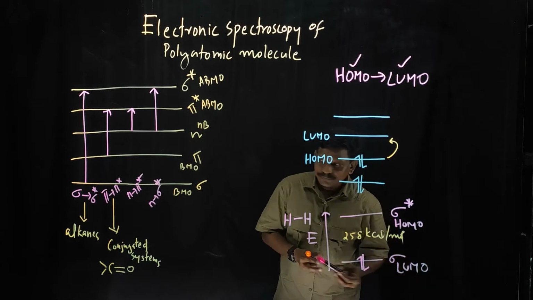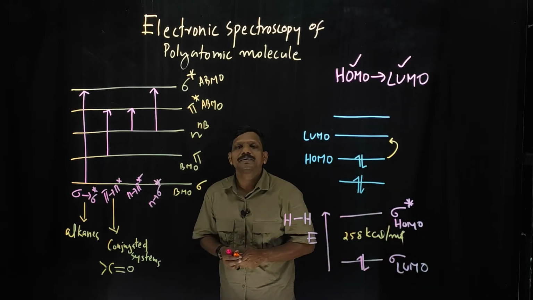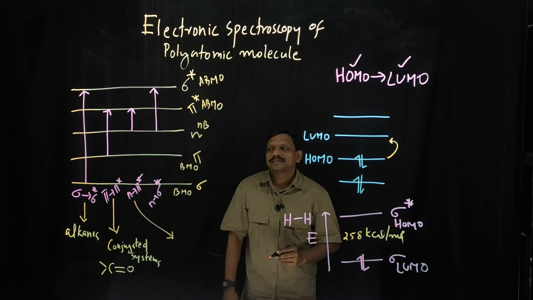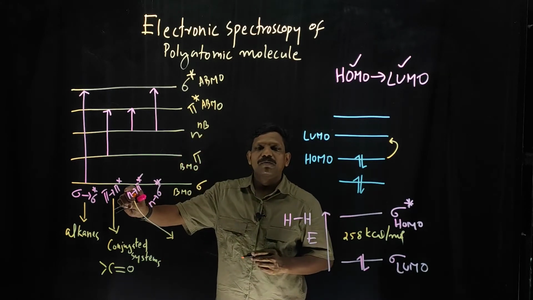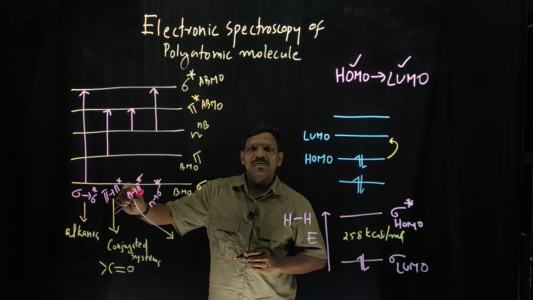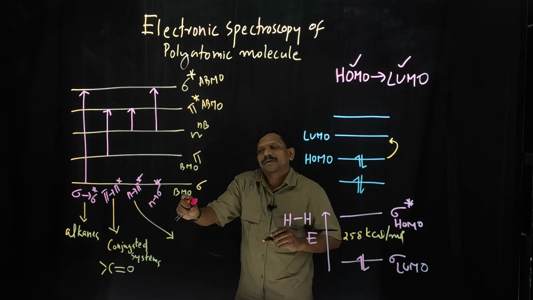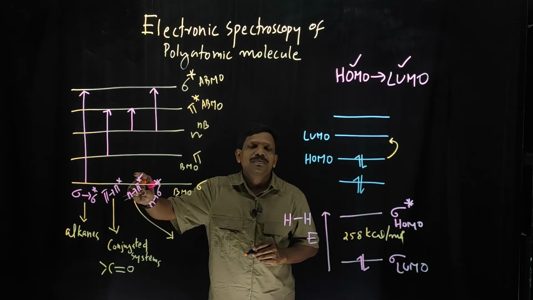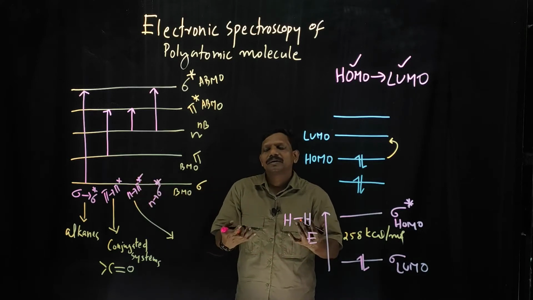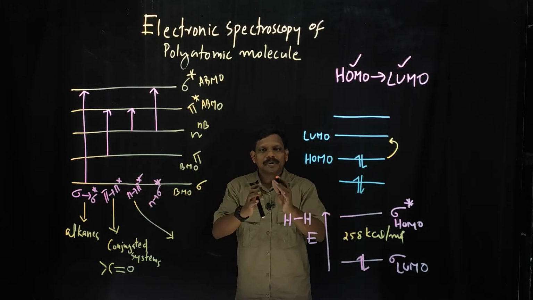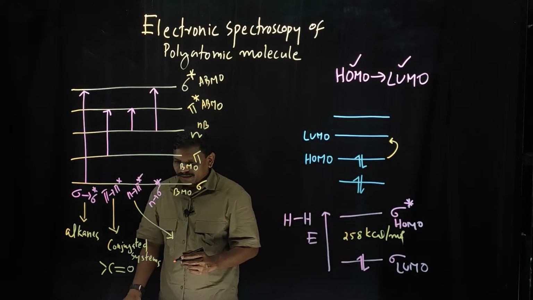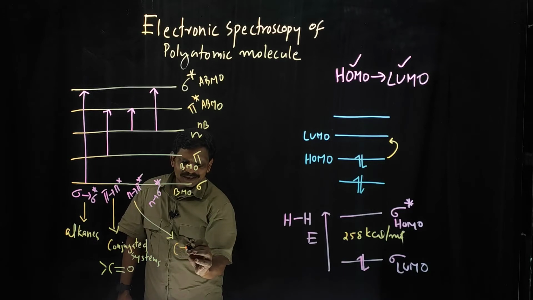Okay, so what is the case of n to pi star transition? Where is n to pi star? N is the non-bonded electron. So you need non-bonded electrons or a lone pair of electrons on a particular atom, and also you need a double bond or triple bond, that is pi electrons. So both you have to satisfy. Okay, so a very good example is your C double bond O.